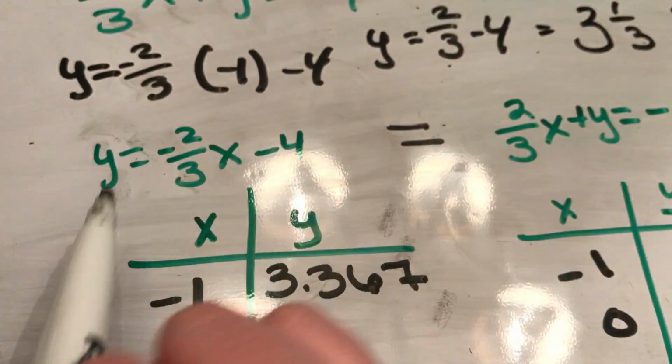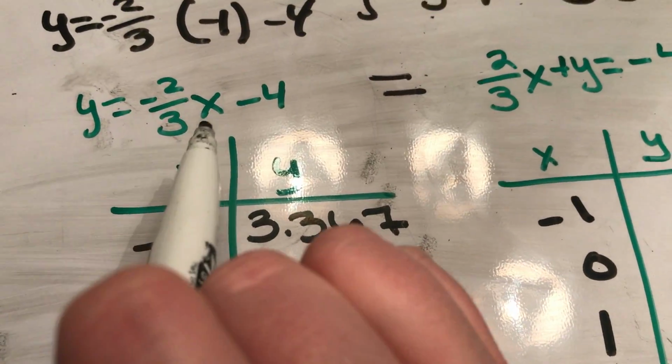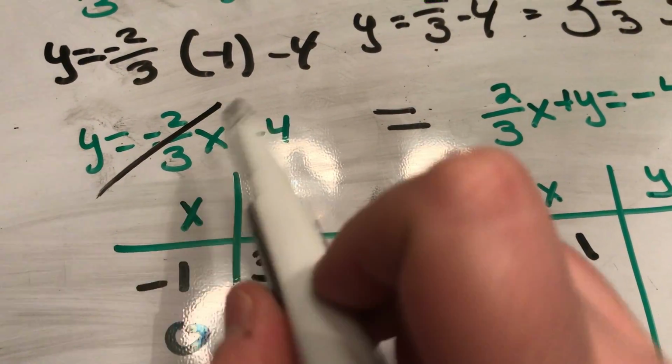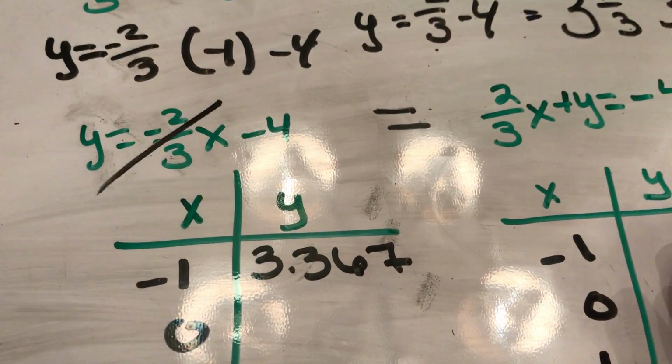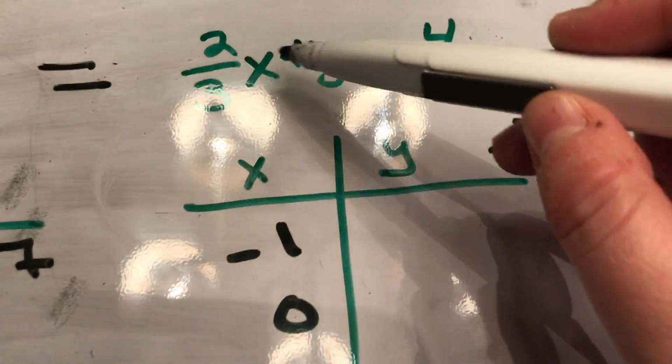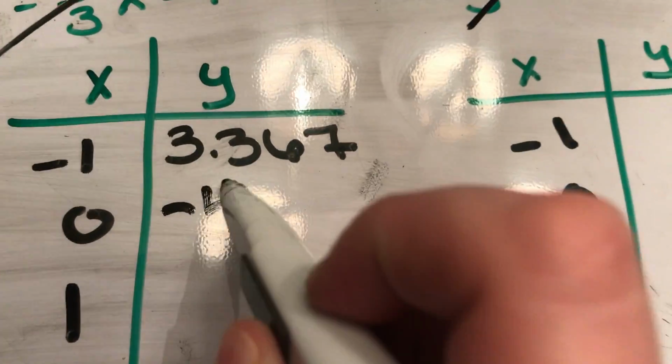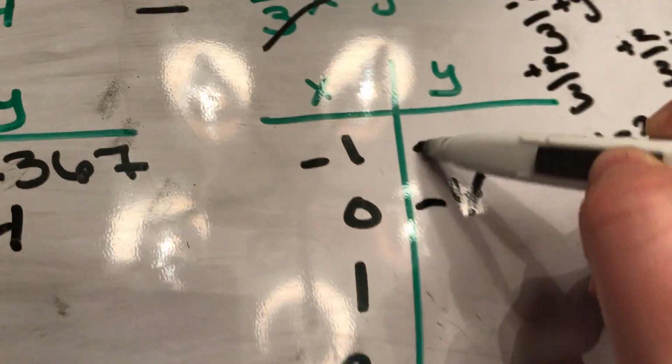We'll do 0 real quick because 0 is super easy. So just sub 0 for this. When x is 0, pretty much that cancels. y is -4, right? Because -2/3 times 0, anything times 0 is 0. I know that you know that. Same thing over here. This cancels out. Is y equal to -4? Well, yes, it is.